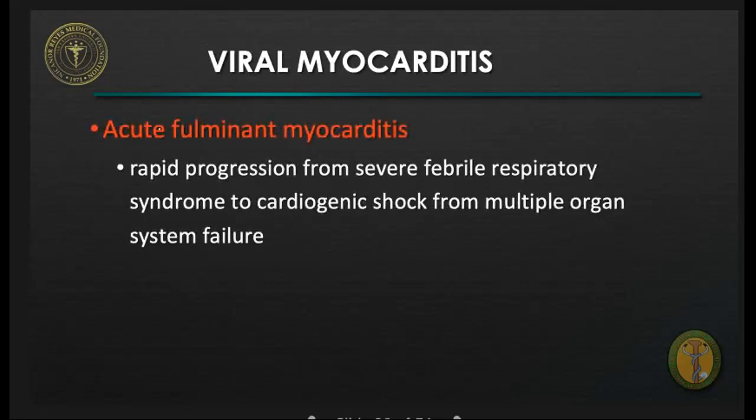So for acute fulminant myocarditis, there should be rapid progression from severe febrile respiratory syndrome to cardiogenic shock from multiple organ system failure. There should be aggressive support with use of inotropic agents, and more than half with acute presentation survive with marked improvement within the first few weeks, often returning to near normal systolic function. Heart failure from other causes worsens due to myocardial depressant effects of the cytokines.